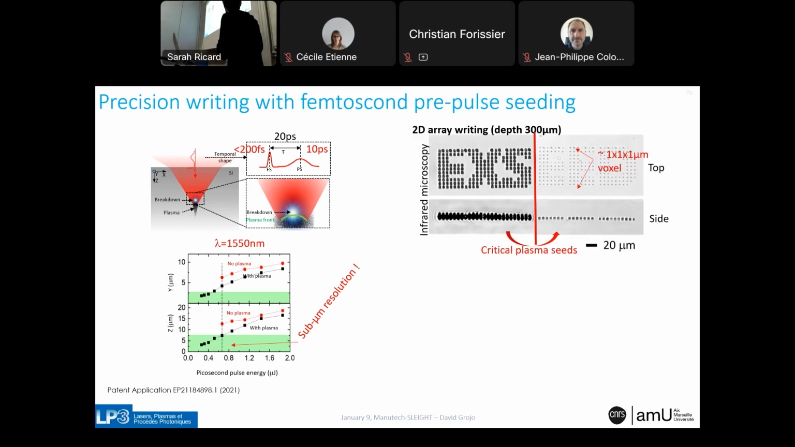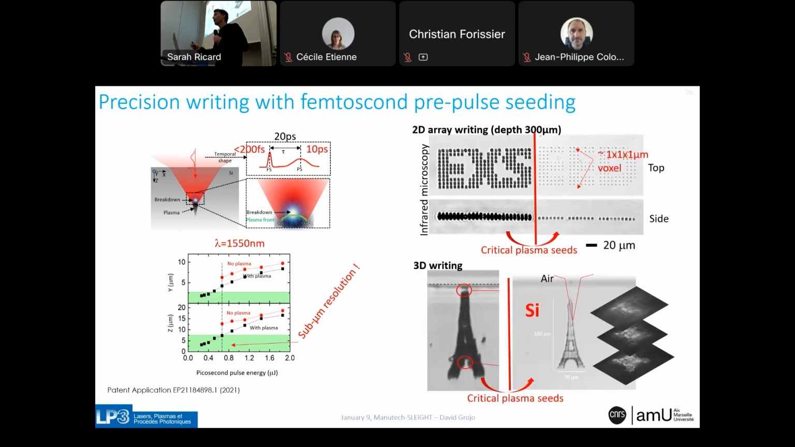So this is visually how it compares. This is the best writing condition, top view, lateral view. And now with the critical plasma seed approach, we can produce almost 1 by 1 by 1 micrometer voxels. When you start to make more complex 3D patterns inside the silicon wafer, in this image, we don't see the scale, but the base of this Eiffel Tower is 70 micron.